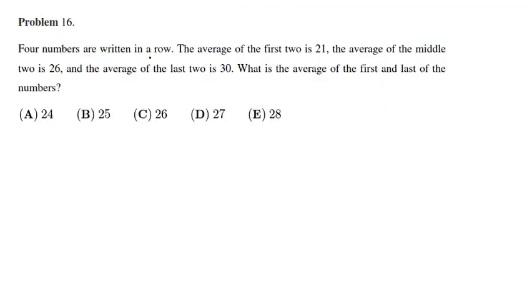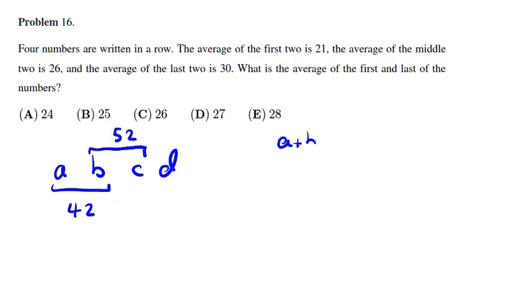Problem 16. 4 numbers are written in a row. The average of the first 2 is 21. The average of the middle, okay, so let's write A, B, C, D. The average of the first 2 is 21, so the sum of them is 42. The average of the middle is 26, so the sum is 52. Why? Because (A plus B) over 2 is the average 21. If we multiply both sides by 2, it will be 42. Similarly, B plus C is 2 times 26, which is 52.